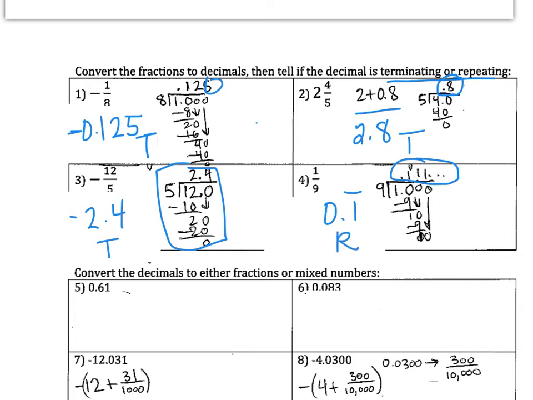Convert the decimals to either fractions or mixed numbers. So again, on here, this last number right here is going to tell us our place value. The way I like to do it is just put the number right on the top, and then whatever place value this last number is going to be what's on the bottom. So that's tenths, hundredths, so that's going to be 61 hundredths.